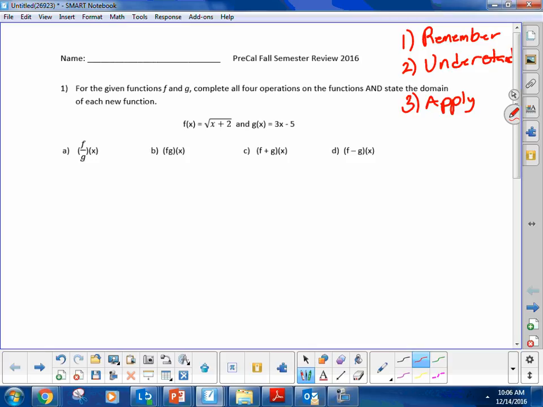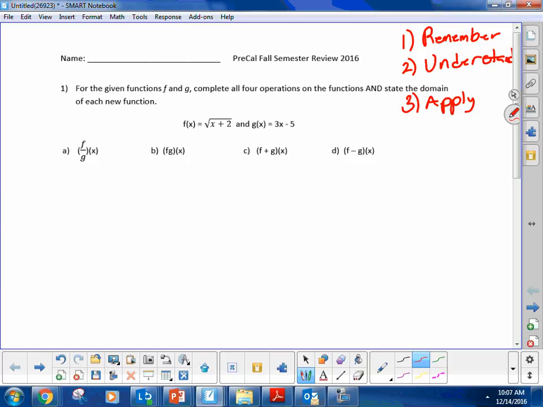So if you find out that you're coming up with these solutions or results but are not able to reproduce them, basically do these three steps, then you've got to go back and rewrite it until you get it. Now let's complete these operations. They're also asking us to state the domain of each new function. We'll go ahead and do that as well, so we'll get the practice of doing so.